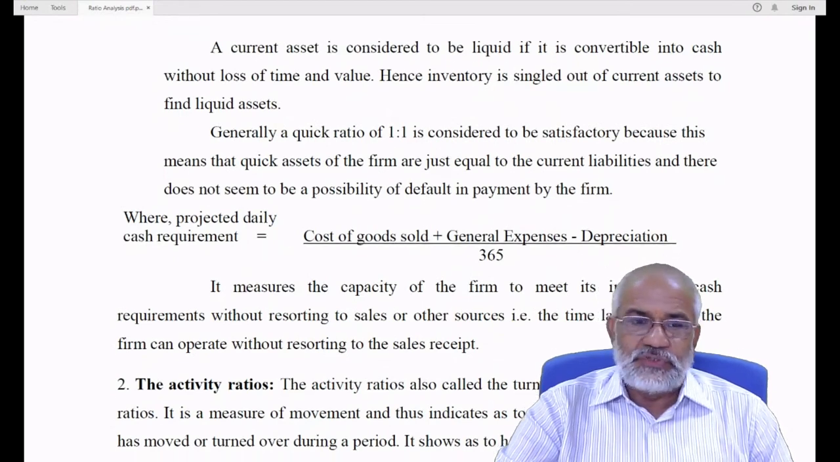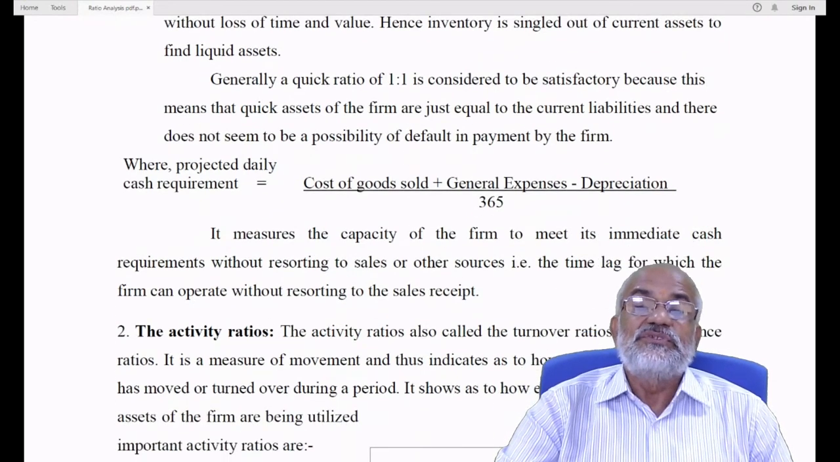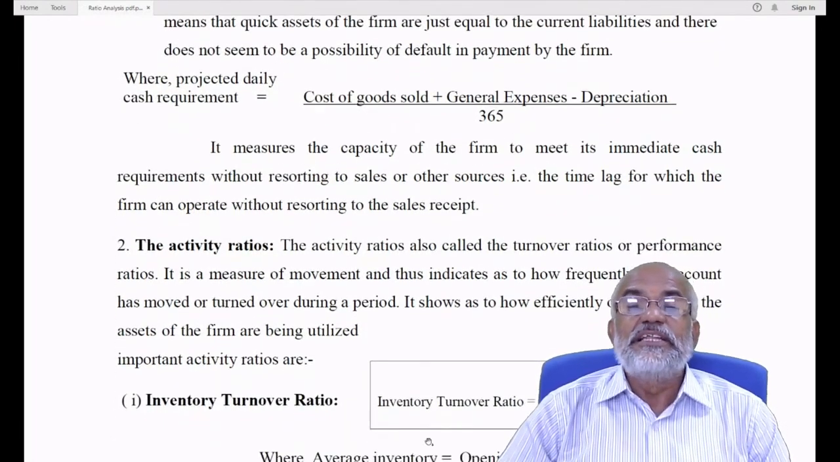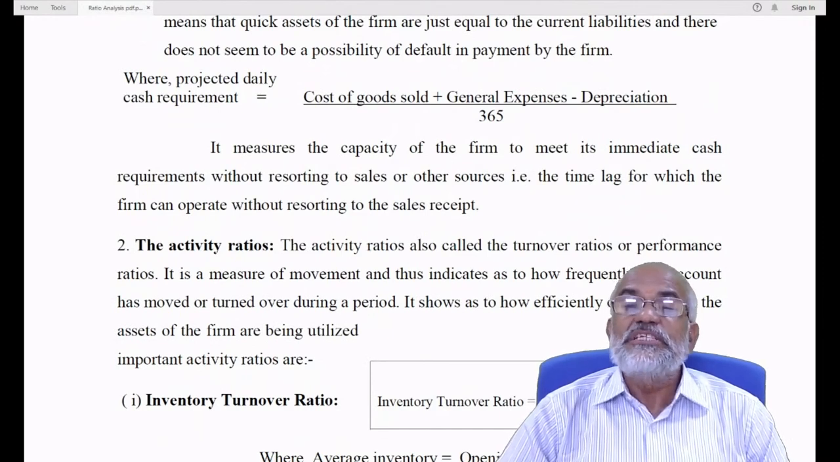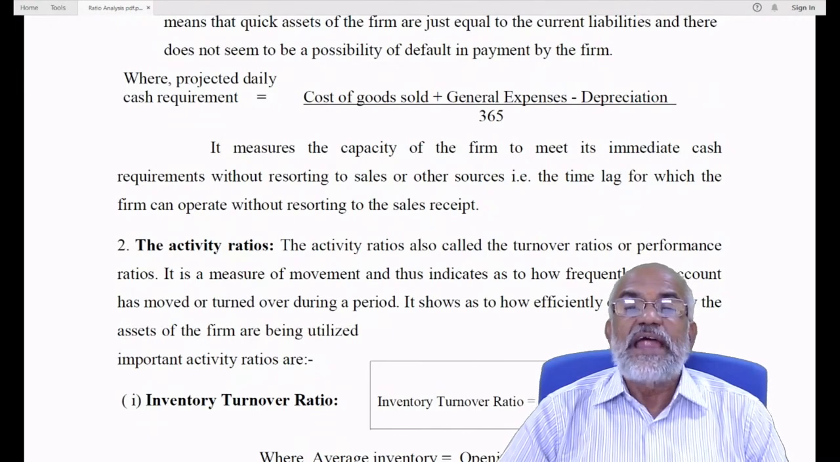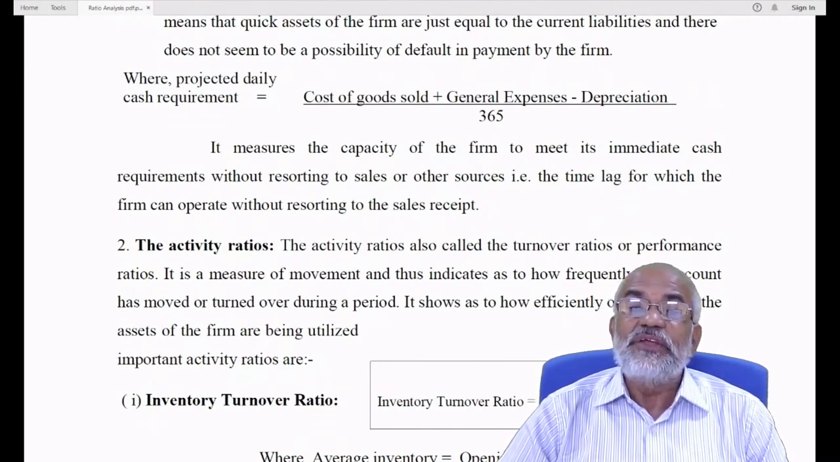Then come to the activity ratios. The second category of ratios is the activity ratios. The activity ratios are also called the turnover ratios or performance ratios. They are a measure of movement and thus indicate how frequently an account has moved or turned over during a particular period. They show how efficiently and effectively the assets of the firm are being utilized. That's why it is called the activity ratio, otherwise called the turnover ratio.